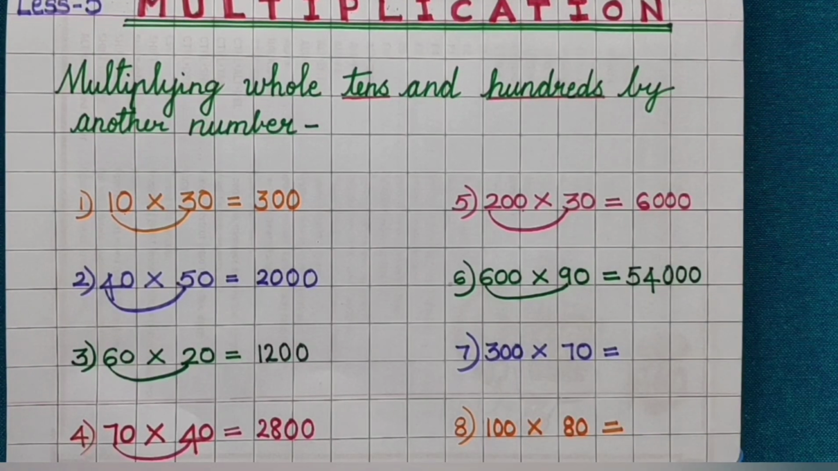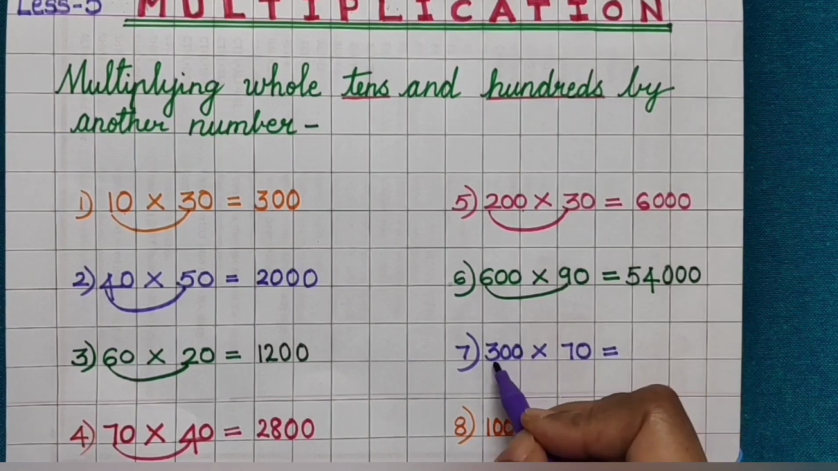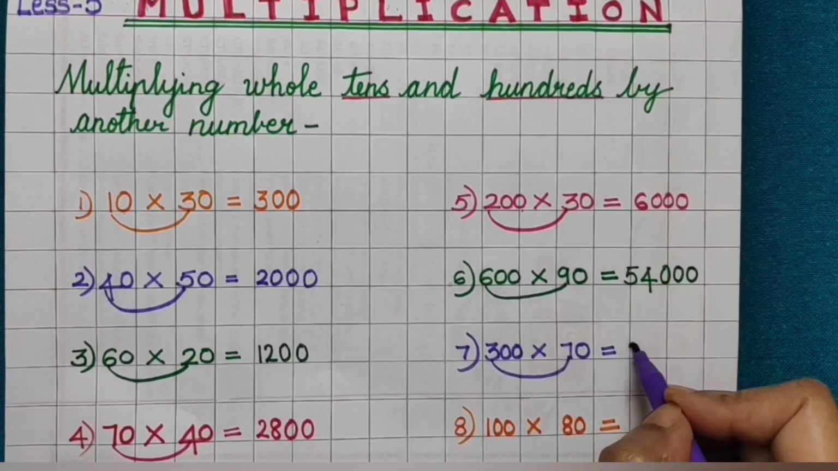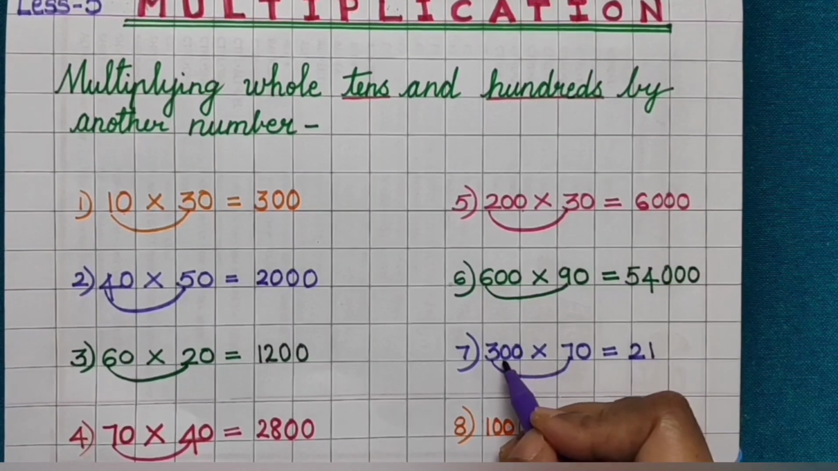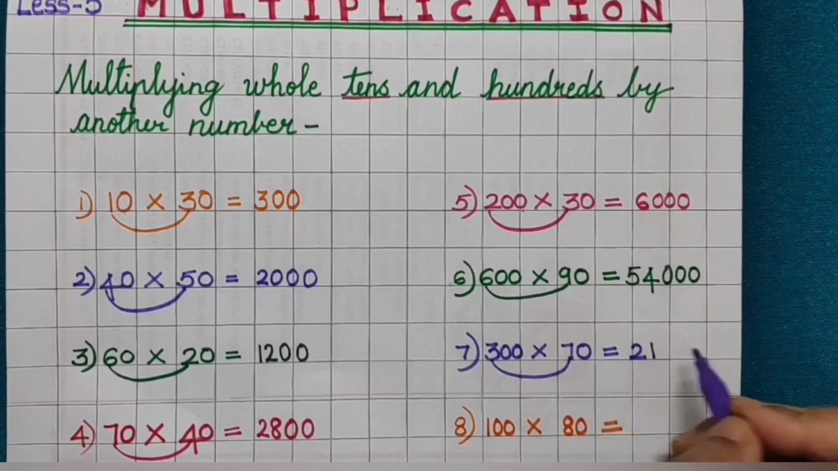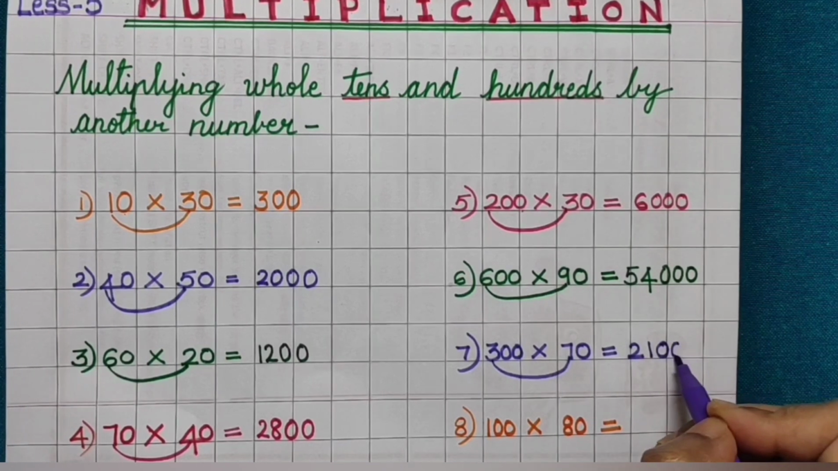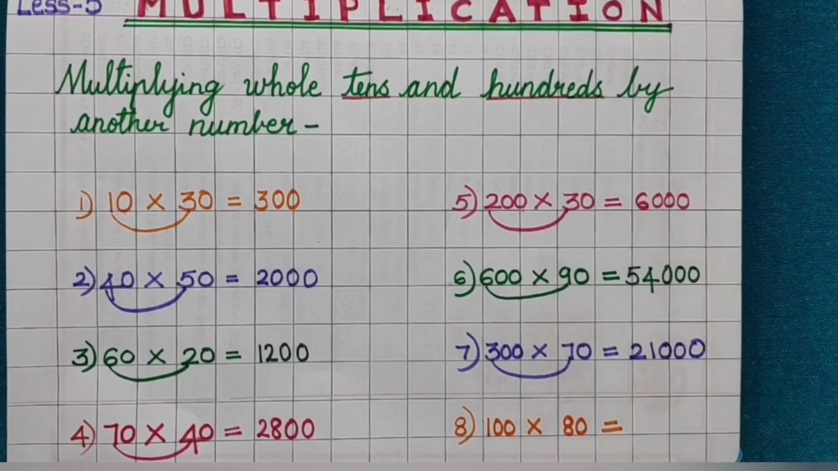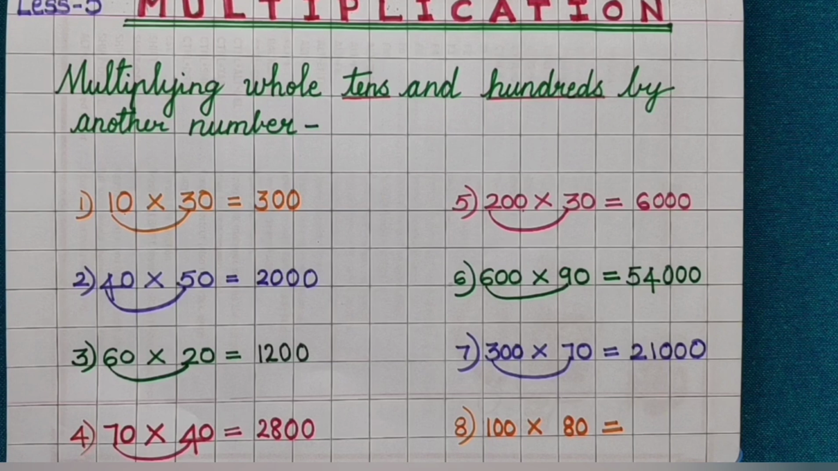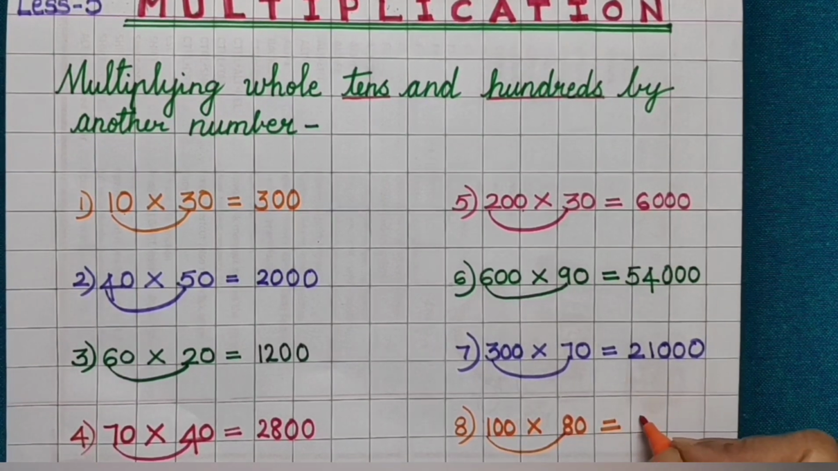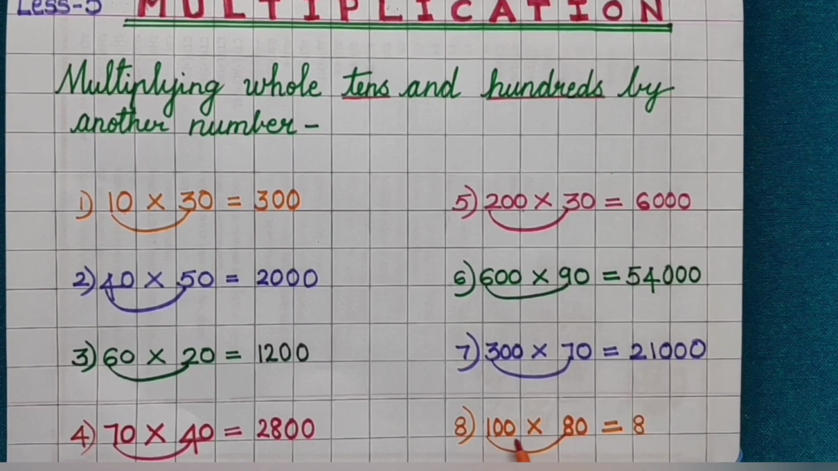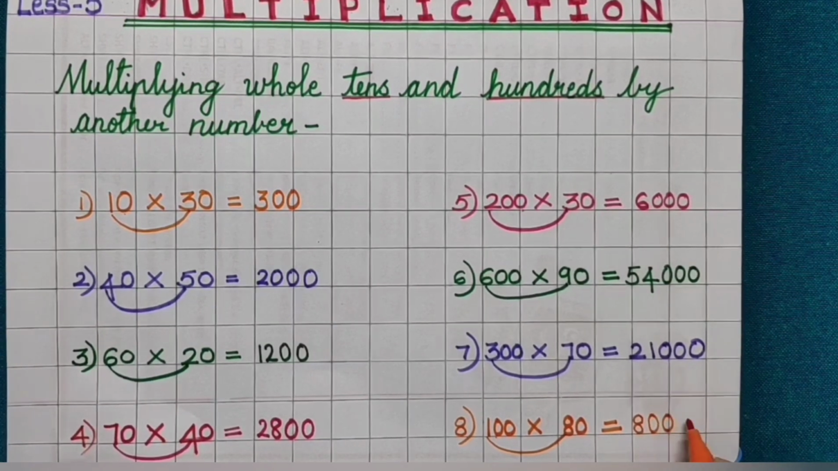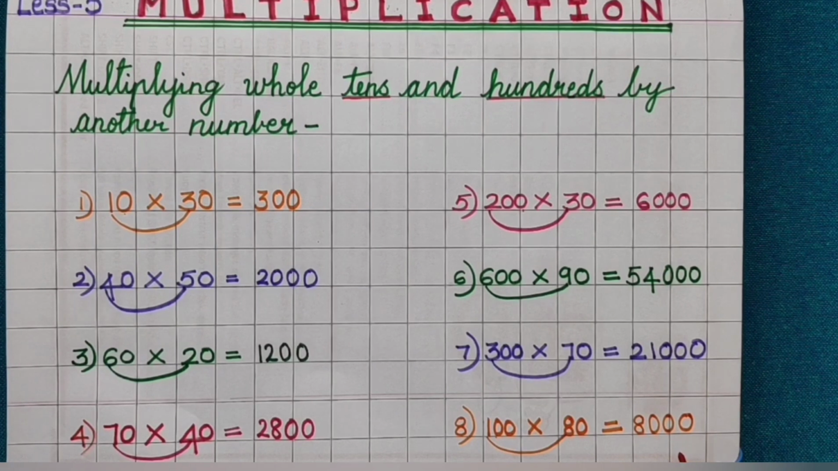Next is 300 multiplied by 70. Again 3 sevens are 21. 1, 2, 3 zeros. The next is 100 multiplied by 80. Multiply the numericals. 8 ones are 8. 1, 2, 3 zeros. So the answer is 8000.